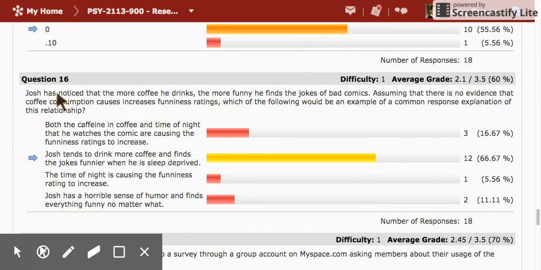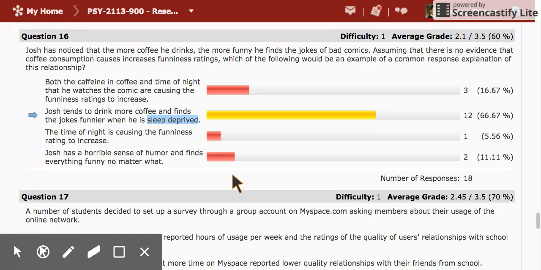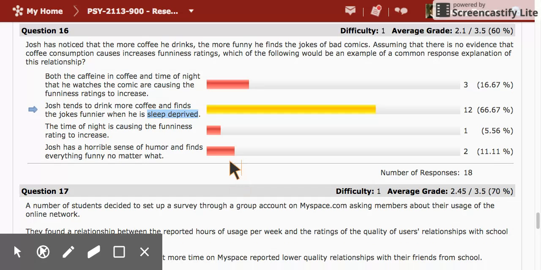So Josh has noticed the more coffee he drinks, the more he finds the jokes as funny. This is asking you about assuming there is no evidence of coffee consumption causes funniness ratings. There's no association. Which of the following would be an example of a common response explanation of this relationship? So a lurking variable, essentially. And so the answer is just he is sleep deprived. This one's kind of like a logic thinking question, and you have to determine which one sounds the most correct. So that's one of the harder ones to really say much about.